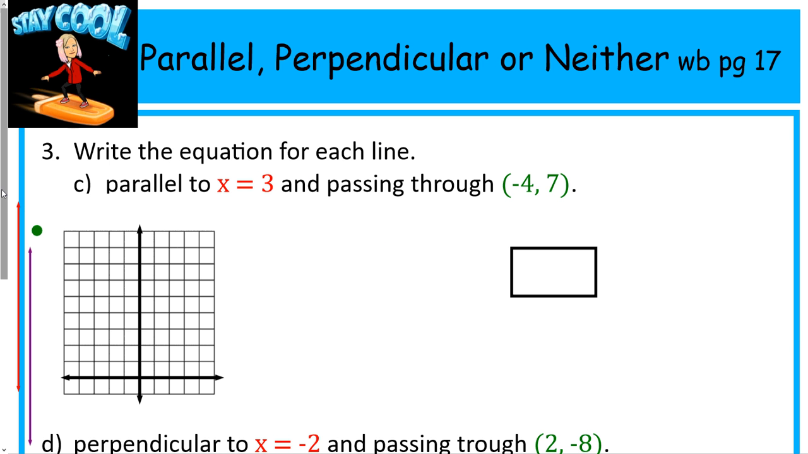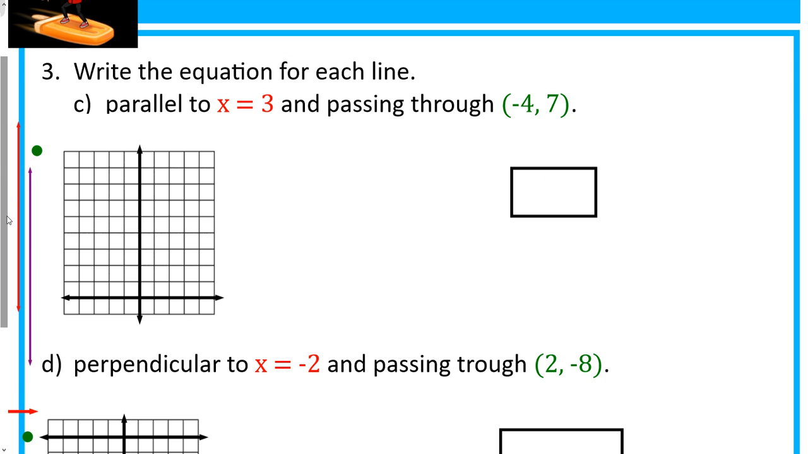And the last couple questions. These ones, I thought it would be easier to graph, to get a visual. You don't have to do all these algebraically. If it's easier to write the equation from a graph, if visual helps, then do that instead. So here we want to write an equation of a line that is parallel to x equals 3, and it passes through the point negative 4 comma 7.